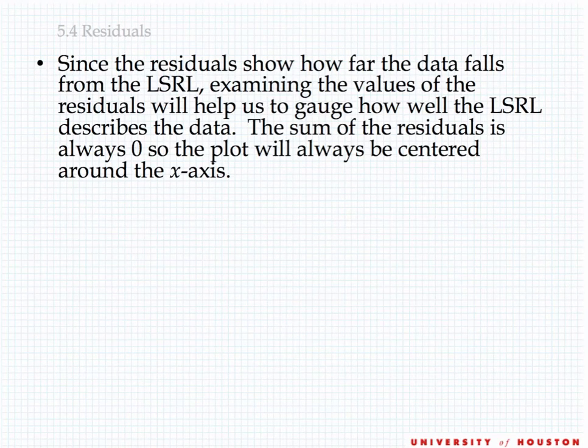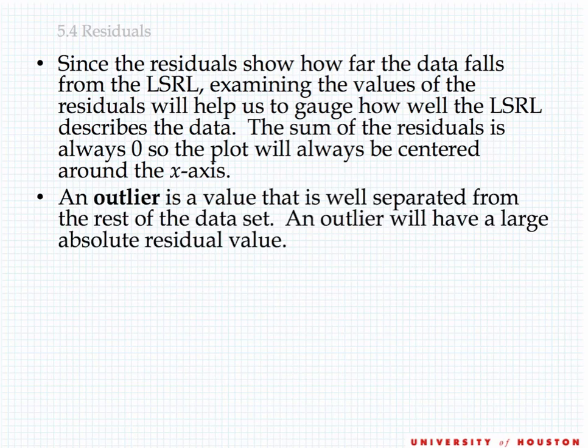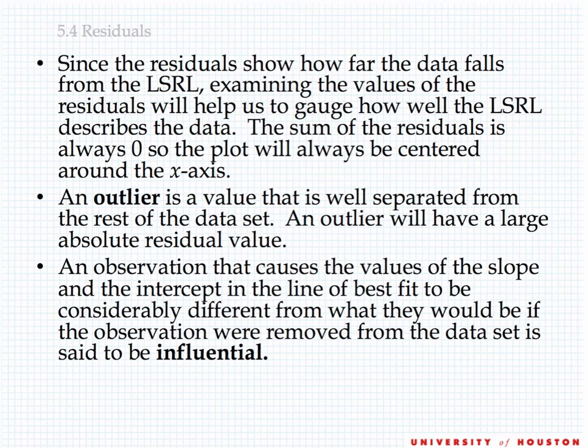Now, since the residuals show how far the data falls from the least squares regression line, examining the values of the residuals will help us gauge how well the LSRL describes the data. The sum of the residuals is always 0, so the plot should always be centered around the x-axis. An outlier is a value that's well separated from the rest of the data, as we saw in the previous example. They will have large residual values. An observation that causes the value of the slope and the intercept of the line to considerably change is called influential.